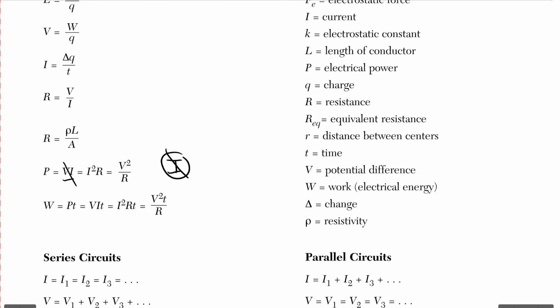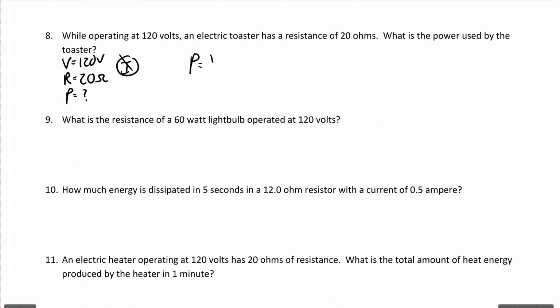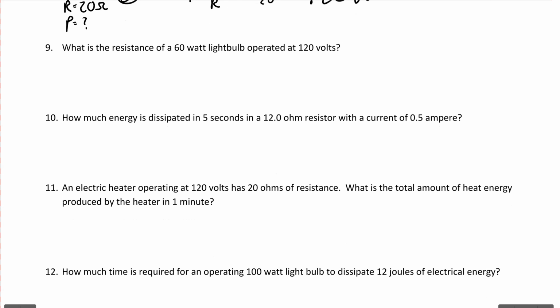Okay, so you could see this one has current, can't use it. This one has current, can't use it. This one doesn't have current, and it has the voltage and the resistance, which is what we wanted. So we're going to use that version of the power equation. P is equal to V squared over R. We'll substitute in, and you get 720 watts.